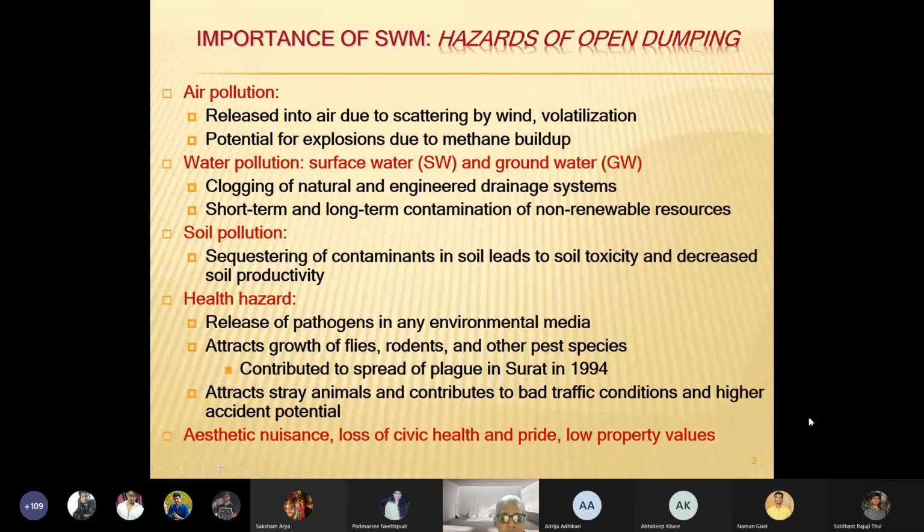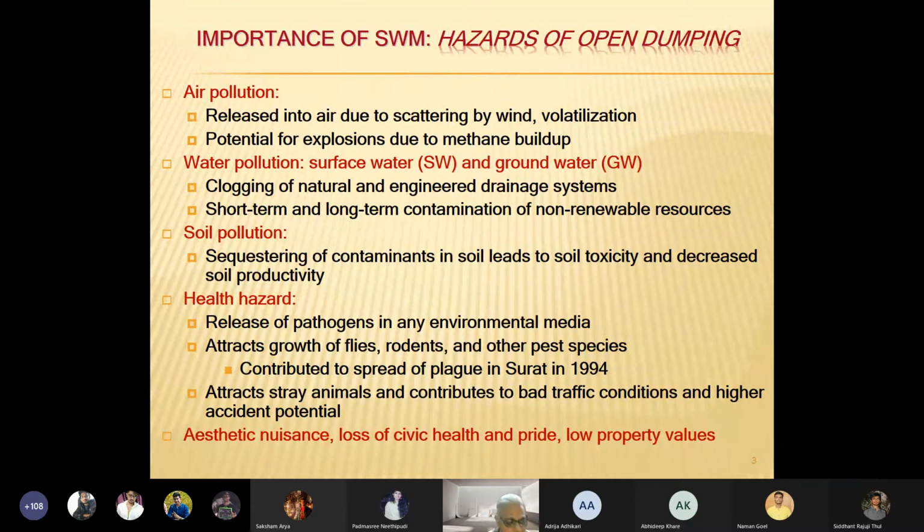So this was, in fact, what happened in 1994. So there is a huge potential for diseases because of these open dumps. Then we come to stray animals. And this is something, the last point, that you have probably all observed. It's a common sight even on our campus. Even within the building, this happens all the time.